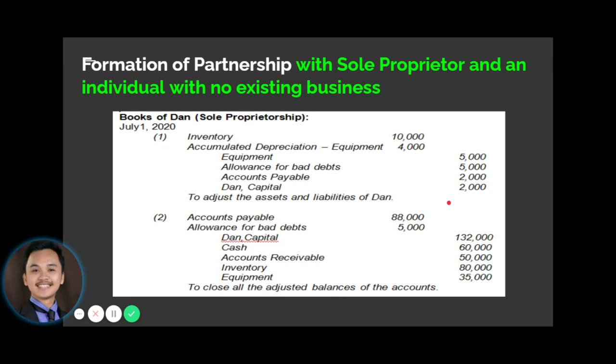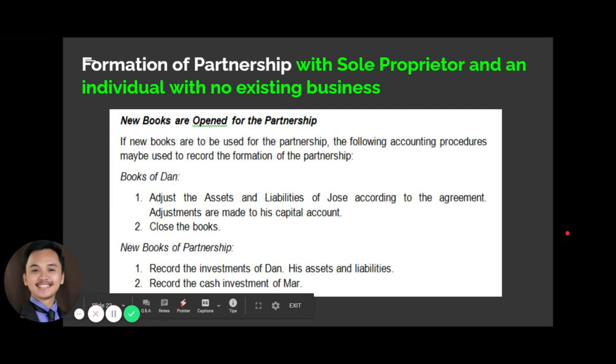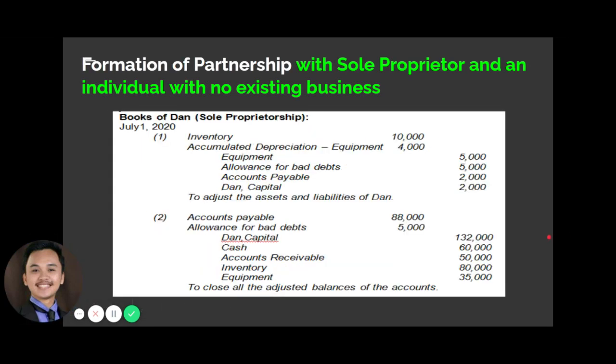So, after the adjustment, what happened to the total capital of Dan? After the adjustment, Dan's existing capital of 130,000 plus the 2,000 net increase becomes 132,000, his net capital. So, again, 132,000 is now the total capital of Dan. And then we will close his books of accounts.